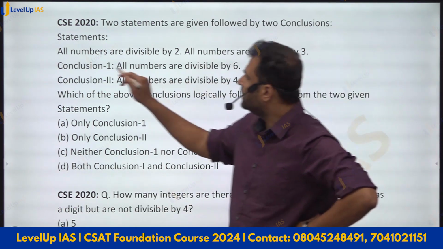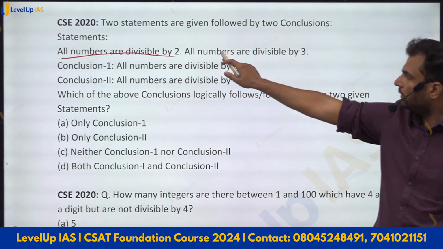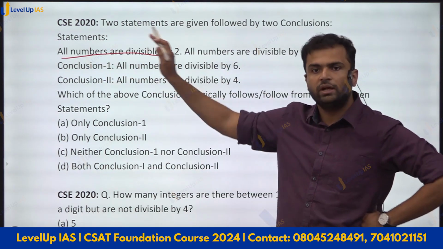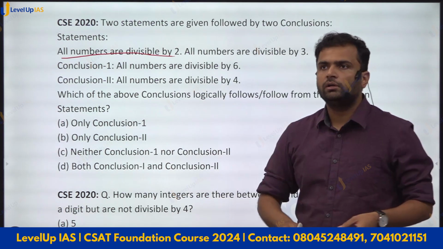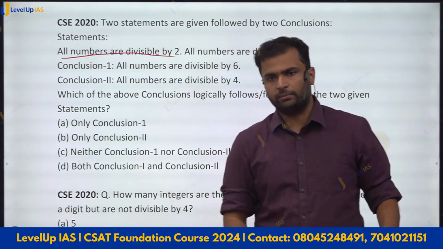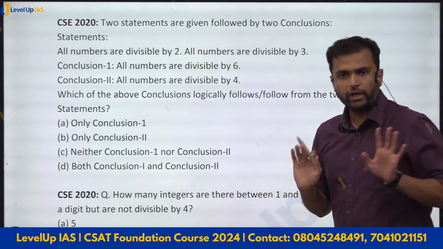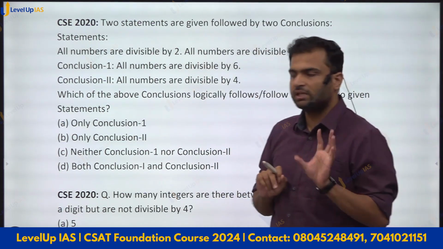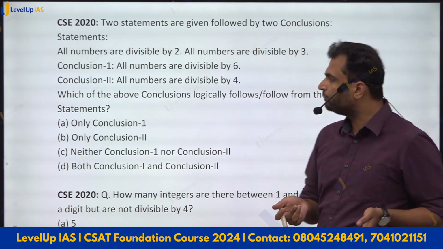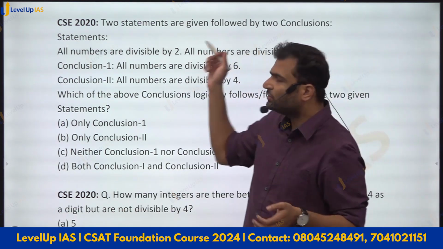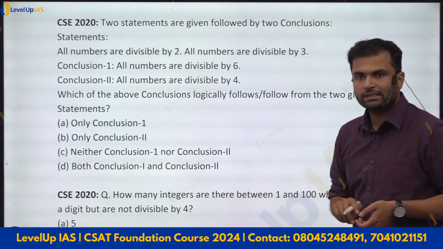First statement is all numbers are divisible by 2. Here we don't question these assumptions. These are given. We have to assume them as true because they are statements. They are not something we have to comment upon. So we are given that all numbers are divisible by 2, and all numbers are divisible by 3. That is also given. Now, based on these two statements, can we conclude that all numbers are divisible by 6?